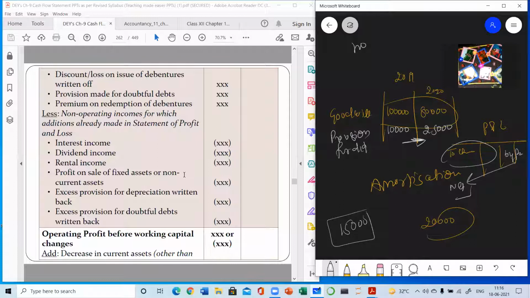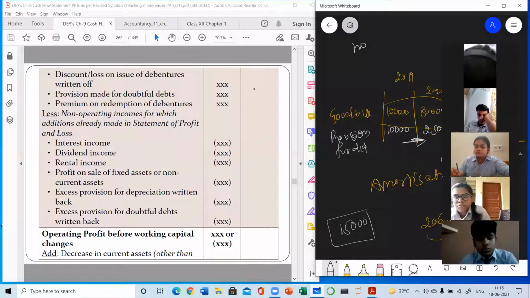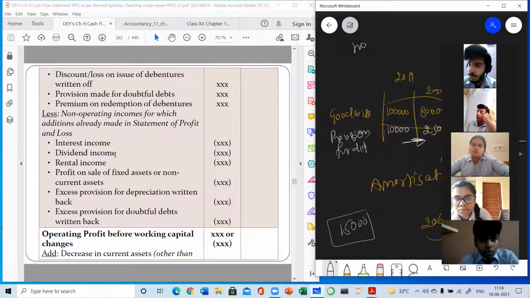Non-cash as well as non-operating incomes will be subtracted. So interest income, you all know that interest received, dividend received, rent received, all these are non-operating incomes because these are the incomes from investing activity. So these three incomes will be subtracted from here. Why? Because we are doing operating activity only. So in this activity, only the operating expenses as well as the operating incomes will find a place.